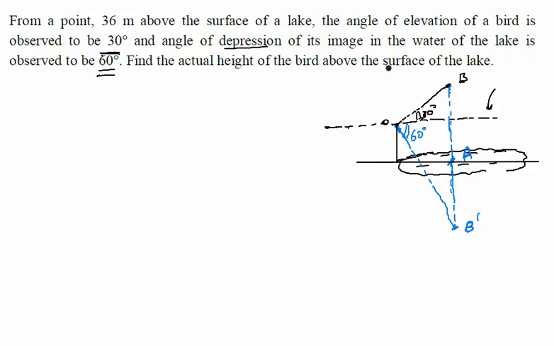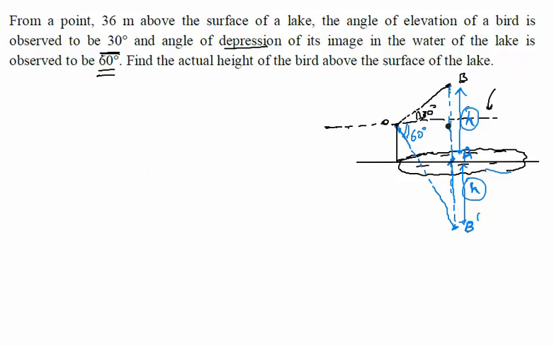Find the actual height of the bird above the surface of the lake, which means that we have to find AB. So let us assume that this length AB is equal to h height. But if AB is equal to h, AB dash is also equal to h. Object and image are at equal distance from the mirror. In this case, the surface of the lake is acting as the mirror. So now we have completed everything that we can mark in this particular figure. Let us try to write a few equations now.